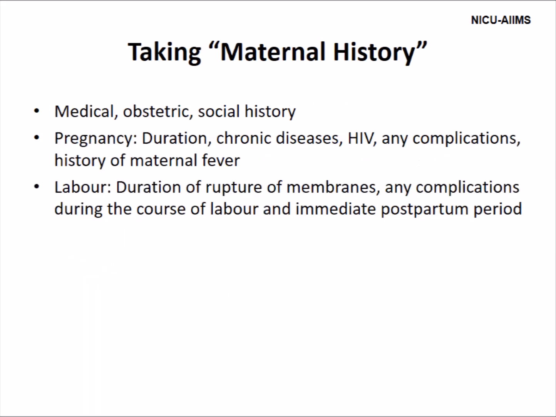Maternal history. Ask for medical, obstetric, and social history. Pregnancy: duration, chronic diseases, HIV, any complications, history of maternal fever. Labor: any complications, duration of rupture of membranes, fetal distress, prolonged labor, cesarean section, color and smell of amniotic fluid, instrumental delivery, vaginal delivery, malposition, malpresentation, administration of antenatal steroids if the baby was born before 34 weeks. Social history: support system, economic status, personal habits, etc.